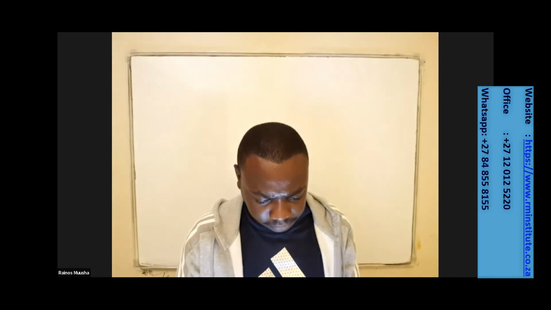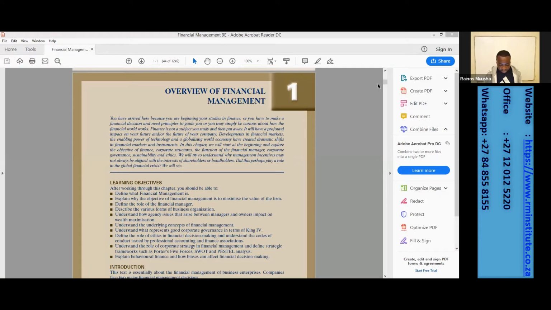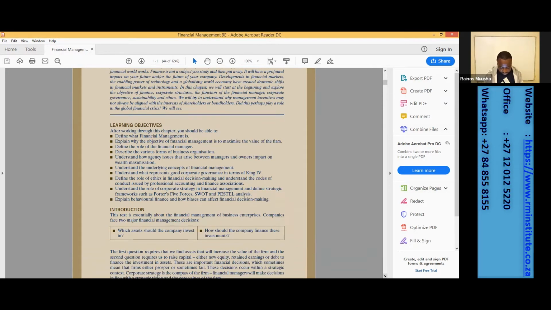All right, so going on to the first study unit, the first study unit is going to be based on chapter 1. Chapter 1 looks at the overview of financial management.